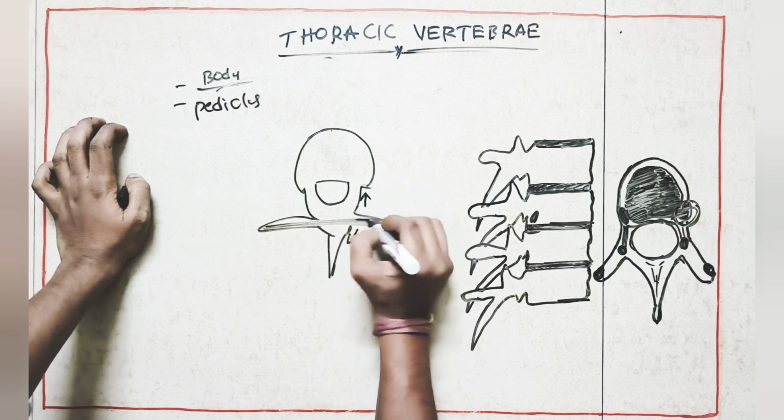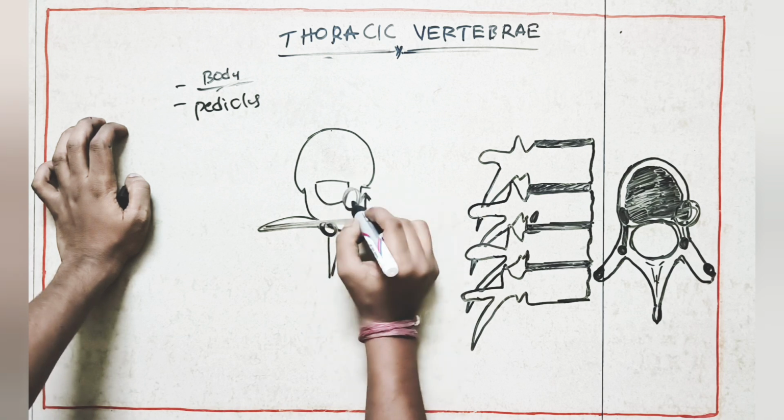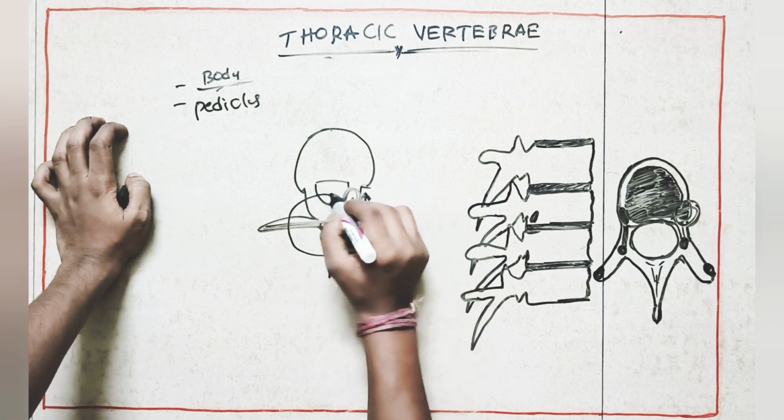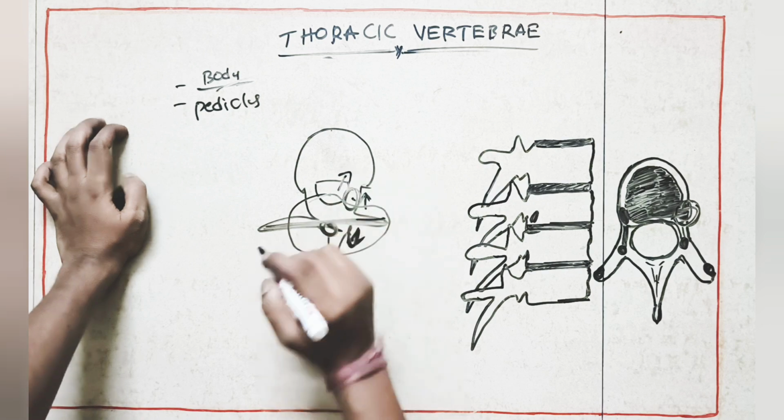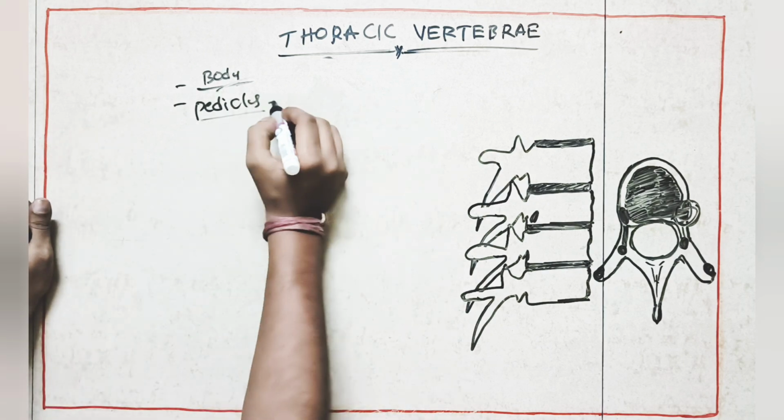The structure which is anterior to the transverse process is the pedicle. Posterior to the transverse process is the lamina. Pedicles connect the complete posterior structures of the vertebra to the anterior structure, the body of the vertebra. Now if we come to the thoracic spine, the pedicles.